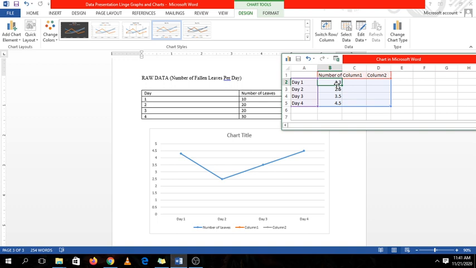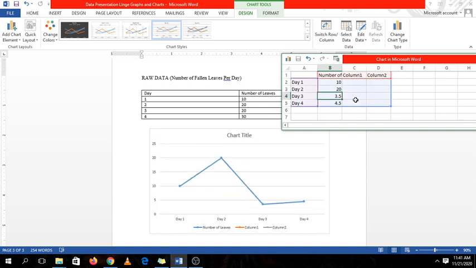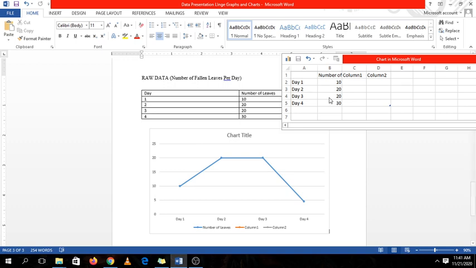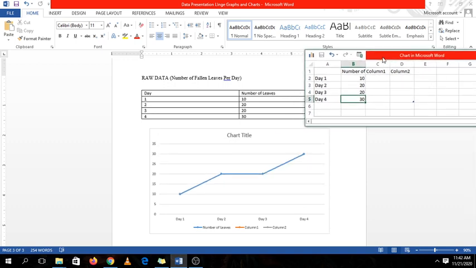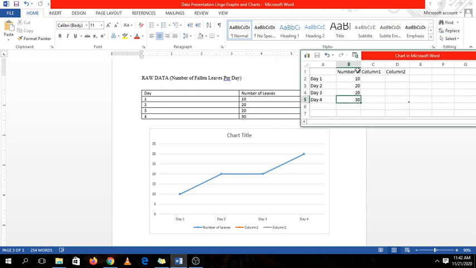So pila ang number of leaves na nataktak sa day 1? So that's 10, that's 20, that's 20 again, and that's 30. Okay? So right now, you can see the trend of the graph. Makita mo ang trend sa imong graphs. Okay? Kung ano ang number of leaves na nag-fall per day.